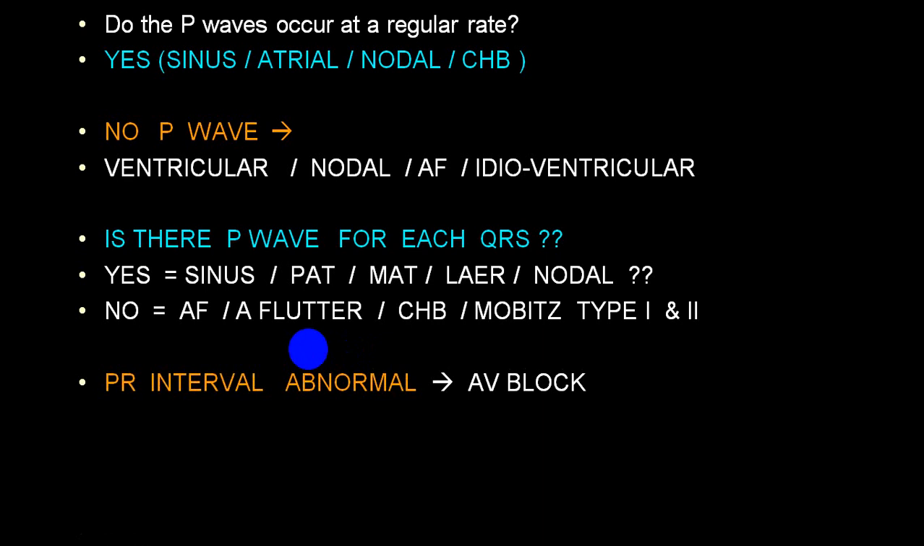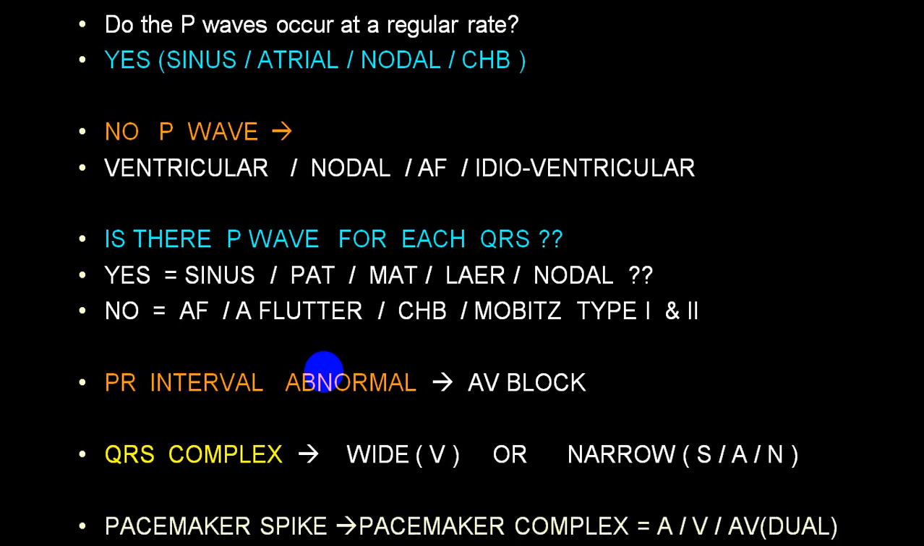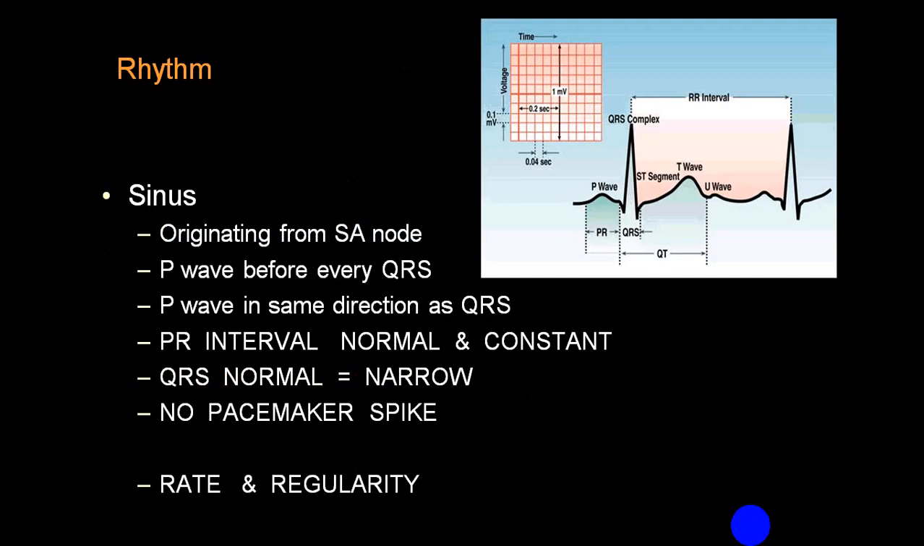If you look at the PR interval, if PR interval is abnormal, it is very commonly in an AV block. It may be first degree, second degree or complete heart block. Look at the QRS complex. If QRS complex is wide, it is a ventricular complex. If QRS complex is narrow, it is sinus or atrial or nodal. And if you see a pacemaker spike before a QRS complex, we call it a pacemaker complex. And depending upon the spike, whether it is an atrial pacing or a ventricular pacing or a dual pacing, or we call it AV pacing or sequential pacing. So rhythm-wise, this will be the way we try to identify.